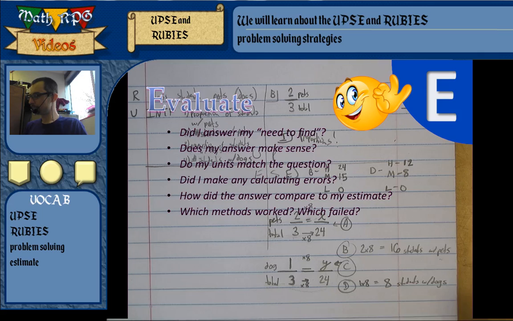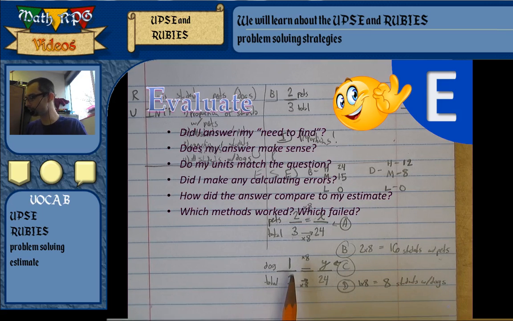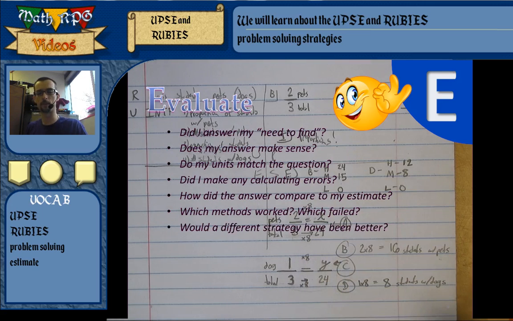In my case, everything worked out pretty well. I don't think I made any mistakes. I did kind of struggle a little bit with finding the proportion for the number of dogs and students. I had to figure out how to get half of 2/3.